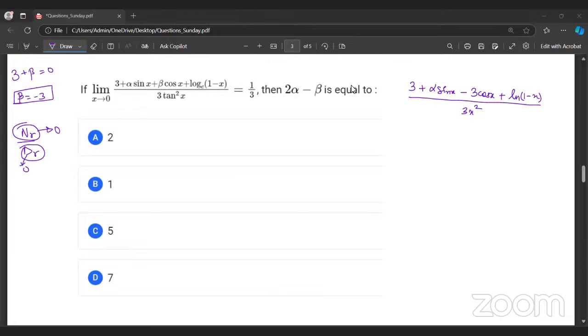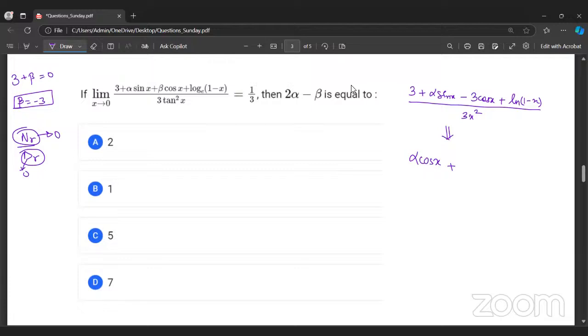Yes, sir. So yes, we should go for differentiation of this thing. So you have got alpha cos x, right? Plus, what do we have? Alpha cos x plus, tell me, 3 sin x.